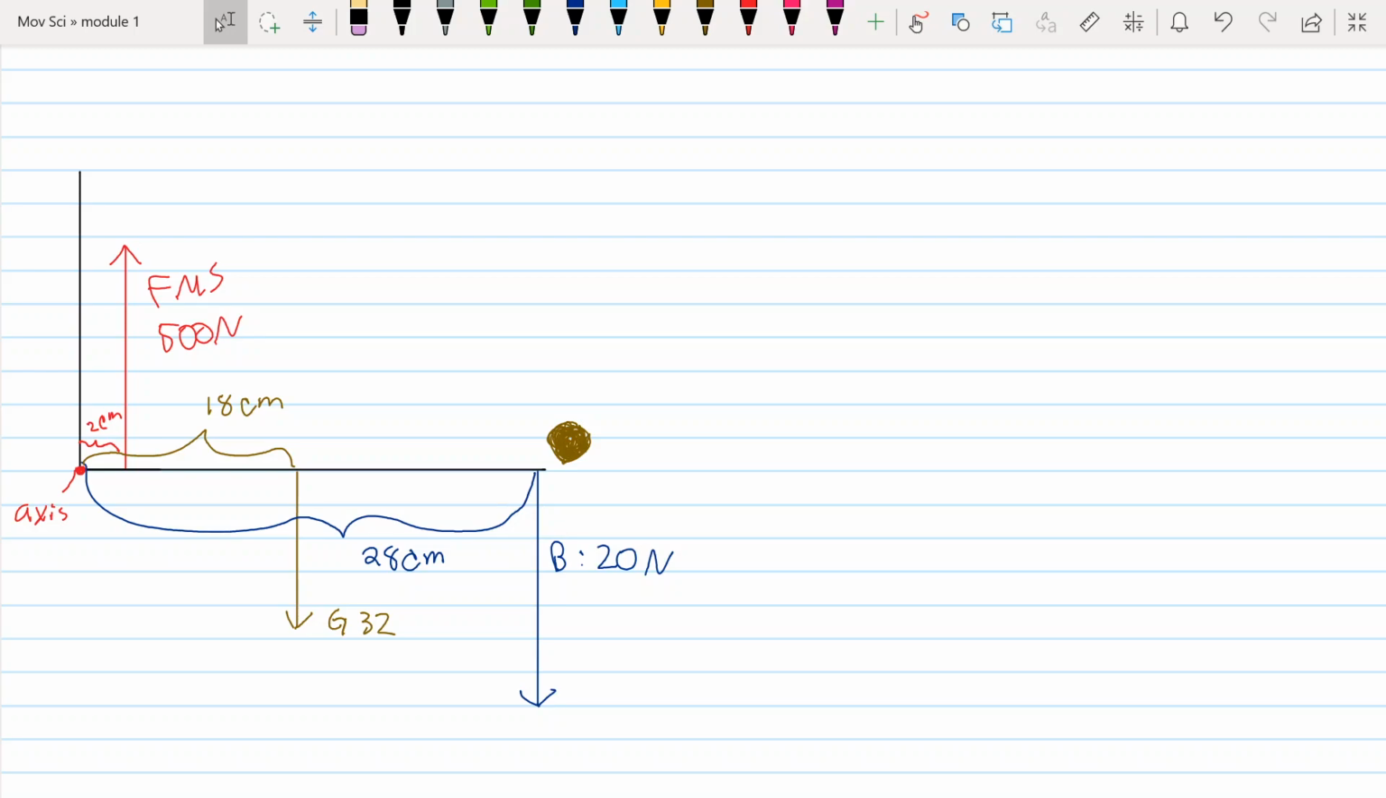Hey guys, so this is how I solved problem number 28 in the textbook. As you can see, here's the diagram on the left. Torque equals force times the moment arm, or force times the radius. They're the same thing. So you've got the sum of the torques.